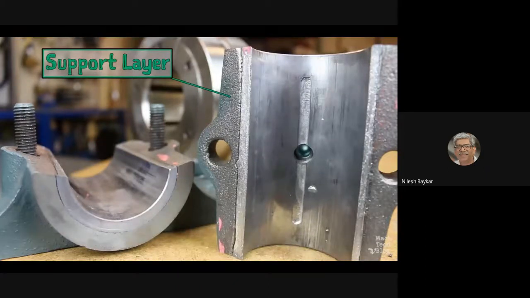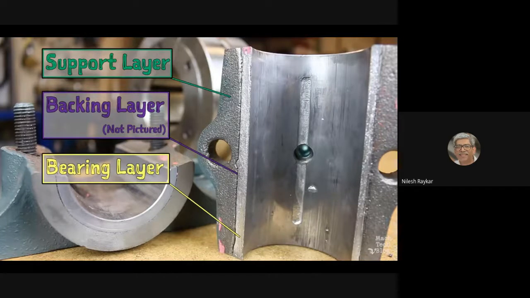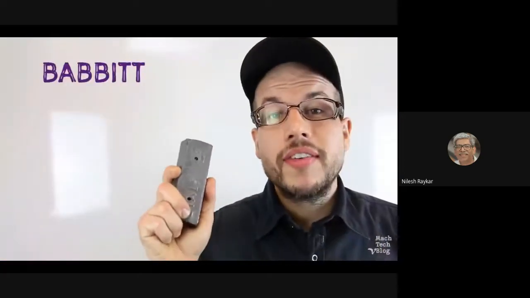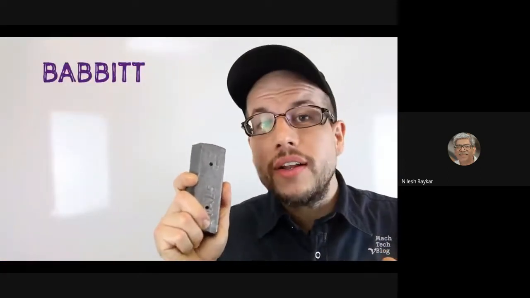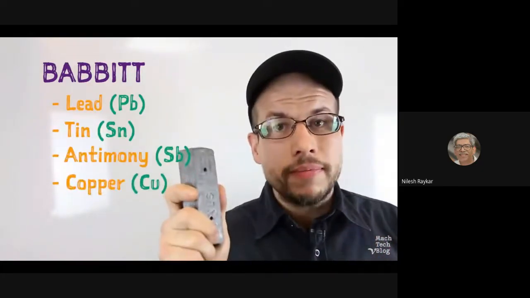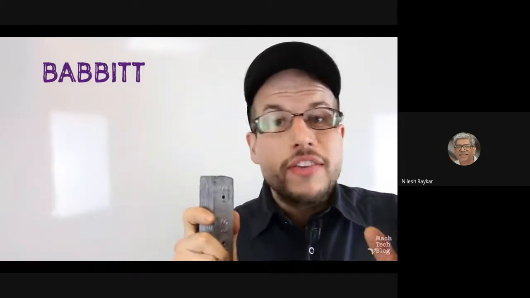Sometimes there's an intermediate backing layer on top of the support material. And the final layer is a lining of soft bearing material like copper alloy and aluminum alloy, or most commonly, babbitt. Babbitt is a type of white metal which usually includes some percentage of lead, tin, antimony, and copper. Babbitt is such a common bearing material that sometimes hydrodynamic bearings are referred to simply as Babbitt bearings.